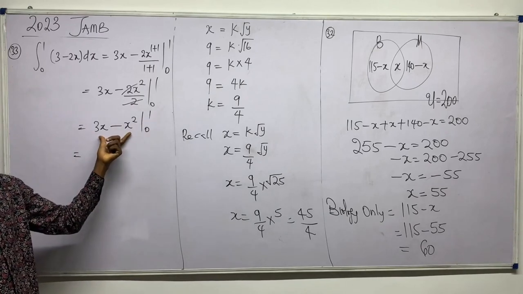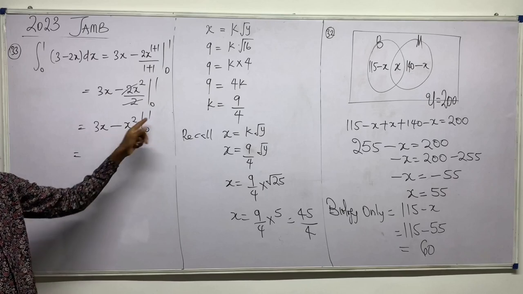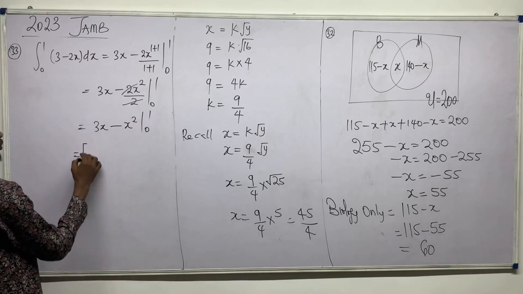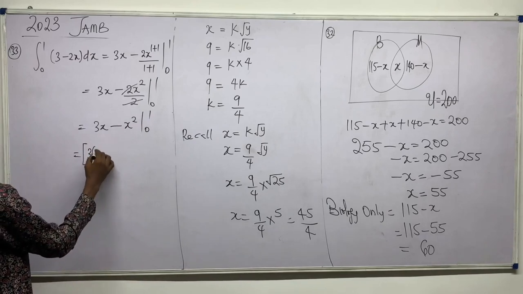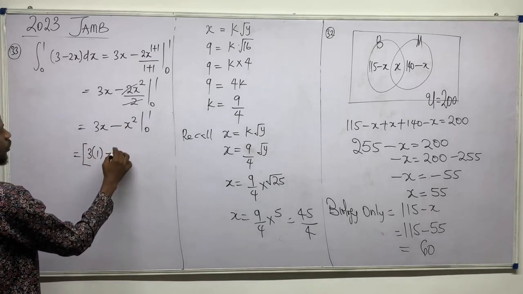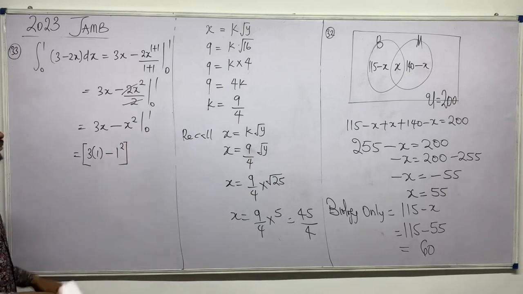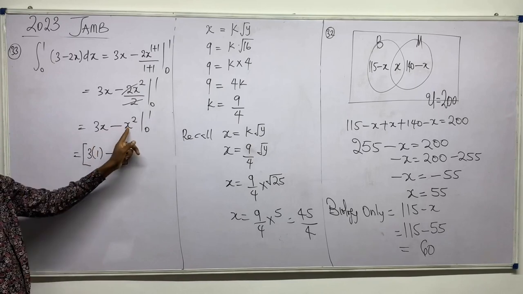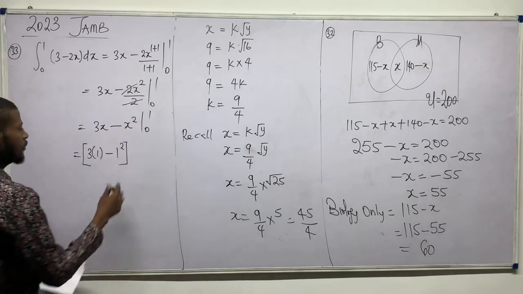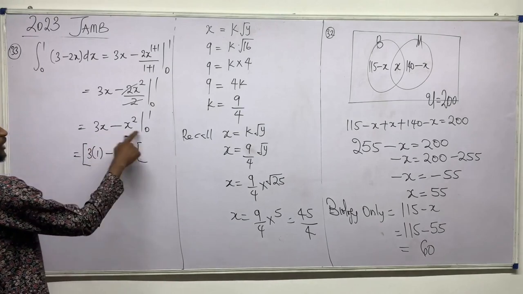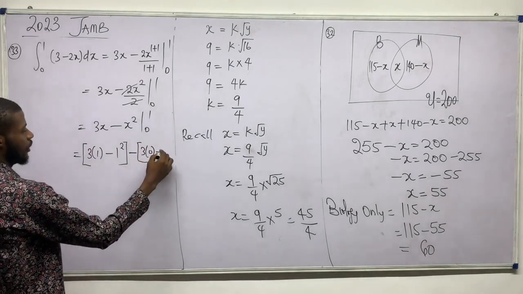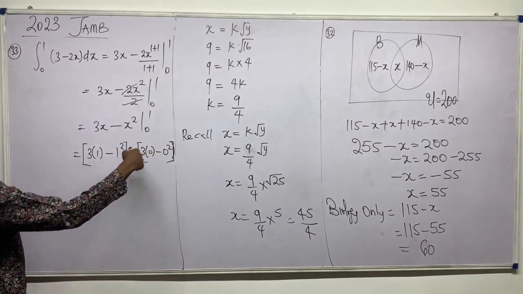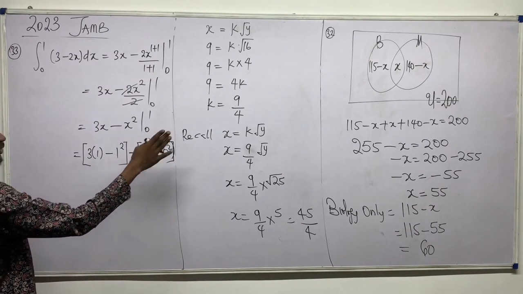Now, if you look at this carefully, how do we use the 0 and 1? We're going to make two brackets. In the first bracket, x will be 1. In the second bracket, x will be 0. So let us go with the first bracket. This will become 3 times 1 minus 1 squared. What did I just do? Anywhere you see x, you put 1. Minus, what would the second bracket be? 3 times 0 minus 0 squared. But everything will be 0, so you can forget about the second bracket.